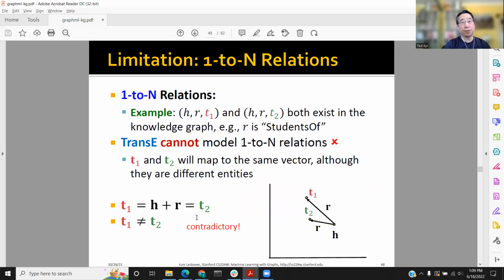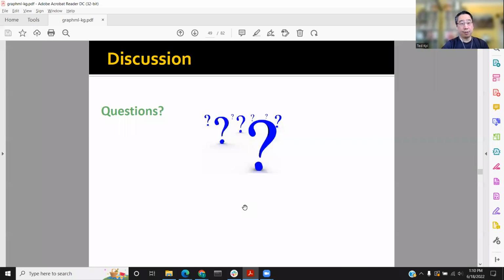One-to-many relationships also don't work because you can have a valid relationship student of, but then it wants every other student of to be in the exact same place. So it did well on 3 of them, but not on these other 2.